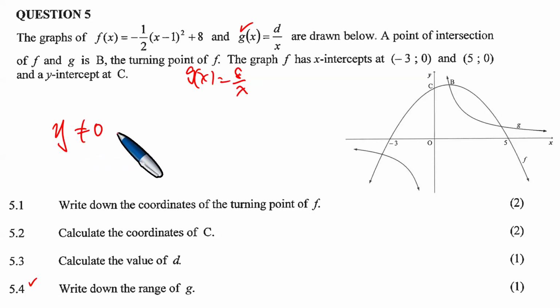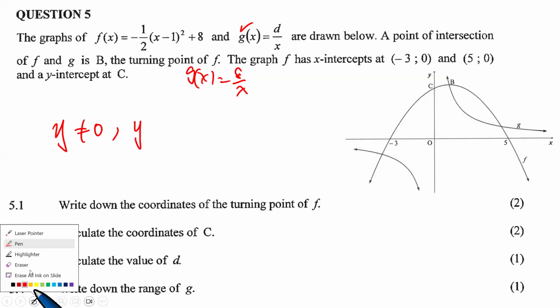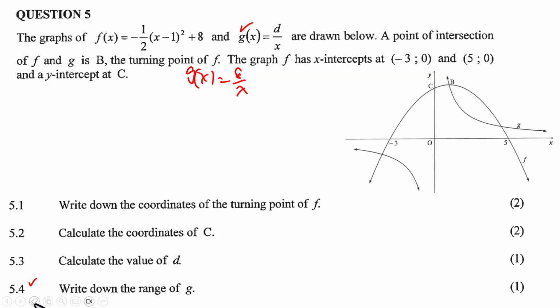The range is going to have y not equal to 0, but y is an element of R. Or you can start by saying y is an element of R, but y is not 0. That becomes the range there. y is an element of R, but y is not 0 is what we have. Next question.